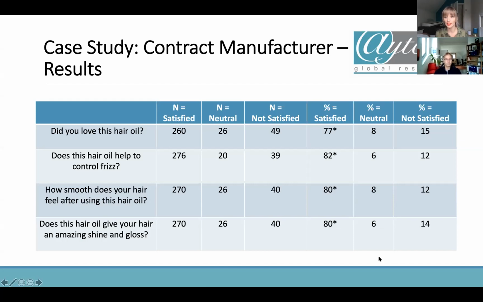So not only are these really important claims for things like a hair oil when you're looking at curly hair types, it's what I was saying about subjective claims earlier. So amazing shine and gloss, that's not really a measurable thing. Amazing isn't something that's measurable, but it's a fantastic marketing word, and it's something you can only get through consumer research. So as you can see, this is some fantastic evidence that this client can now use in their marketing.